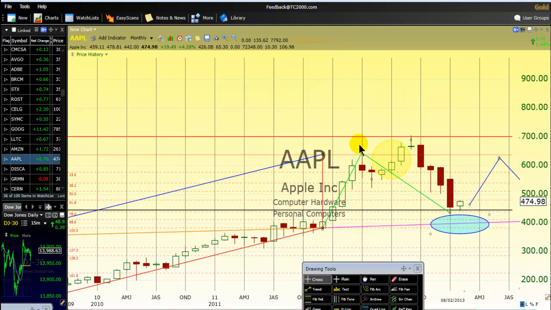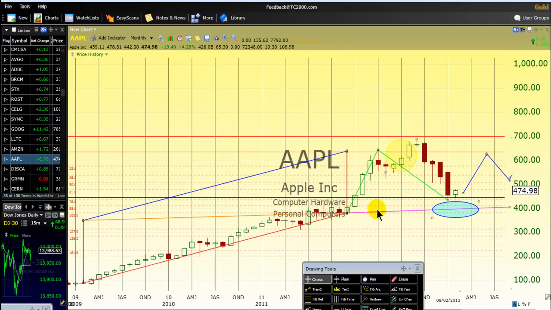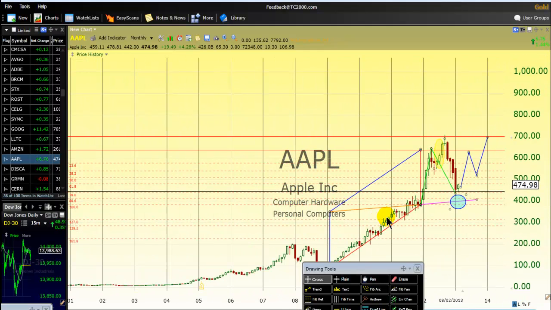So there was an up move, then there was a profit taking. This is what we want to look for before a bearish butterfly pattern will be formed.